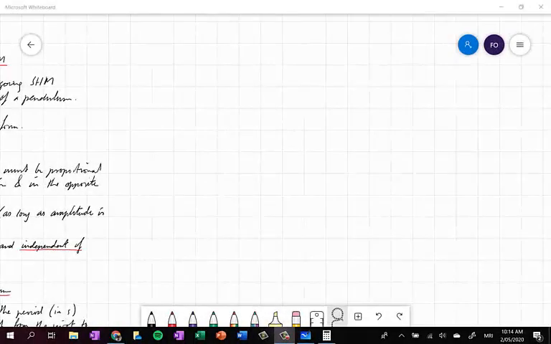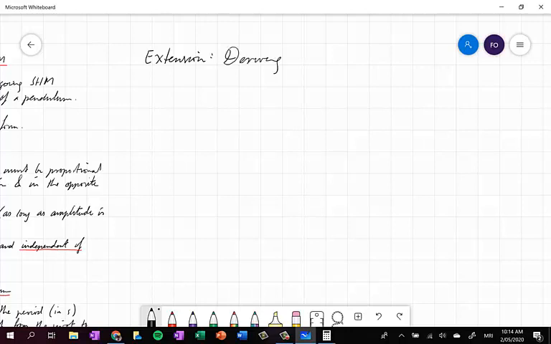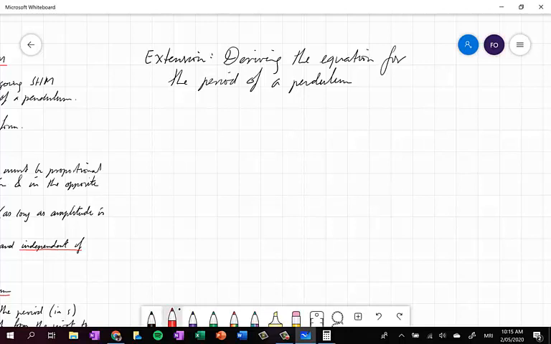Okay, so we're going to call this extension. Oops, let me get a pen. Extension. And what we're going to do is derive the equation for the period of a pendulum. Okay. So this is not something that you're going to need to be able to do in an exam, but it's something that will help you understand why the equation looks the way that it does.